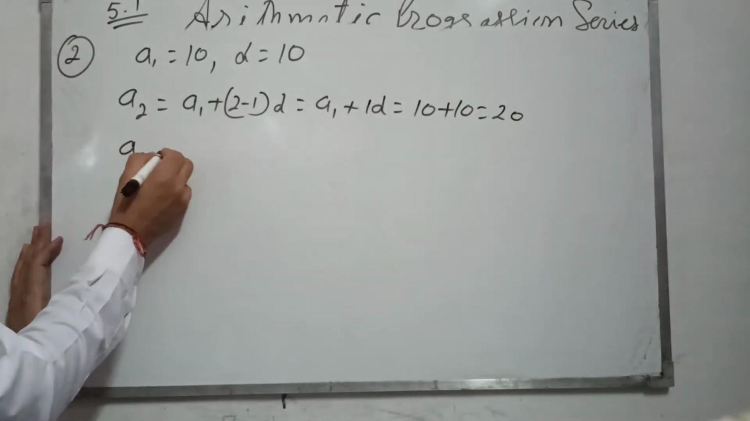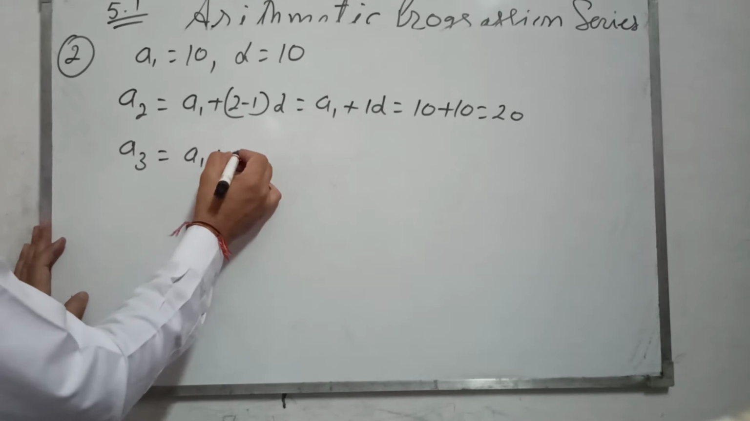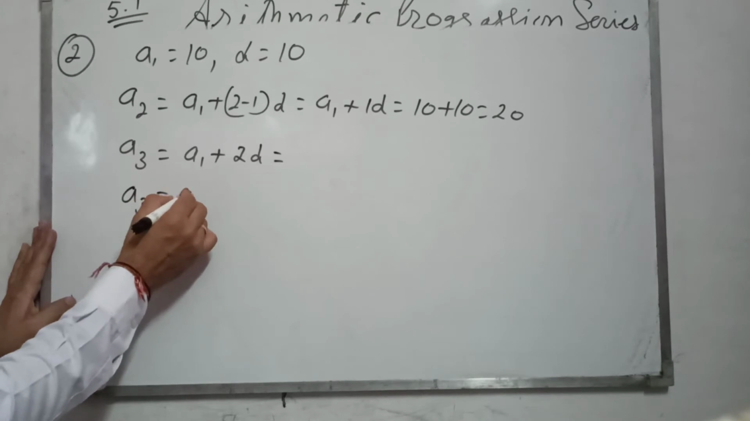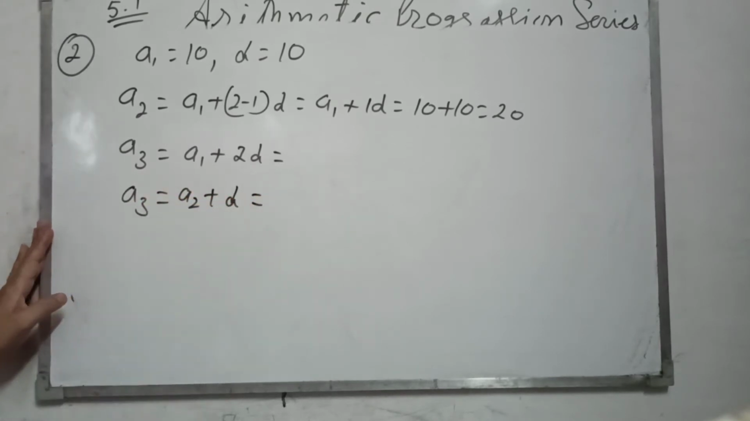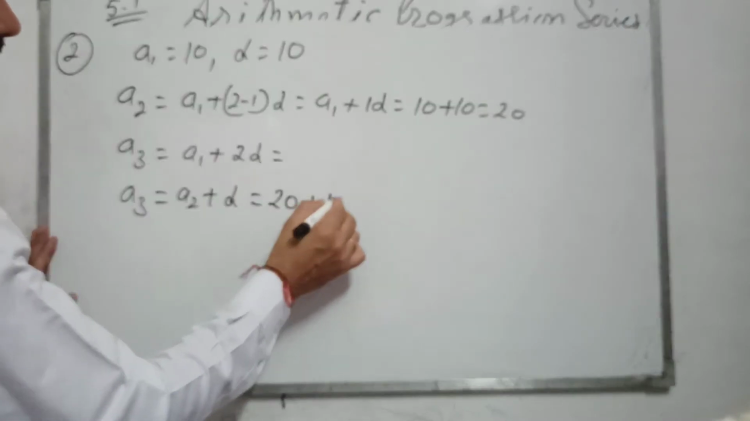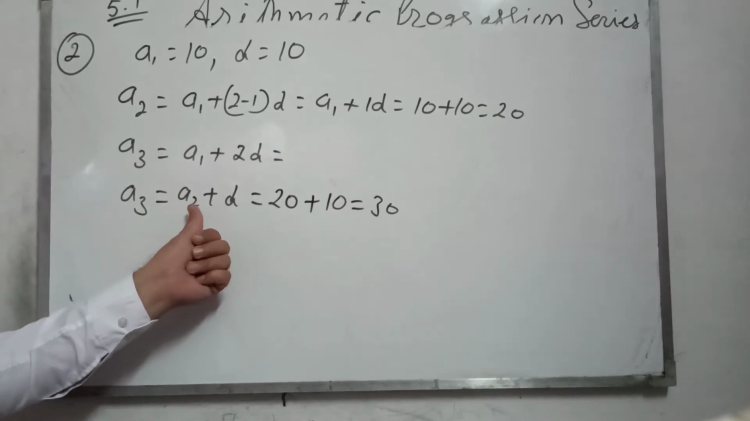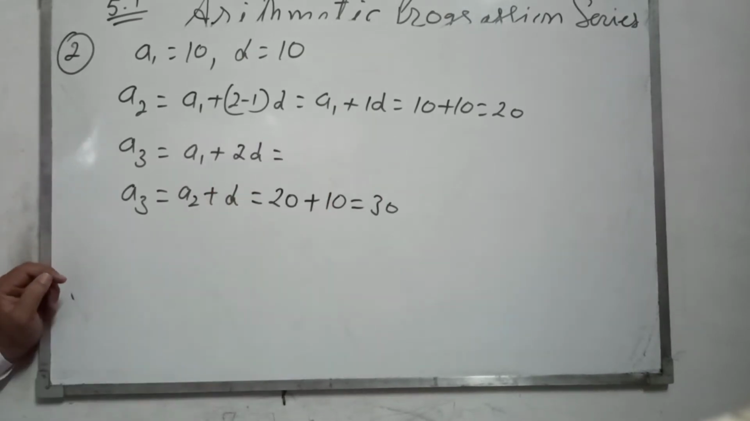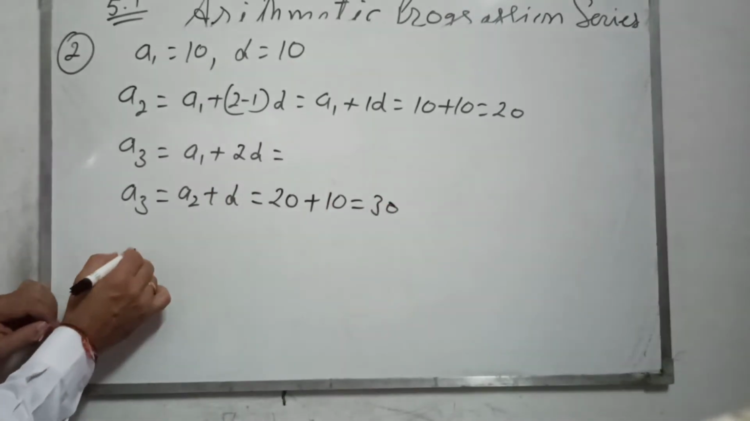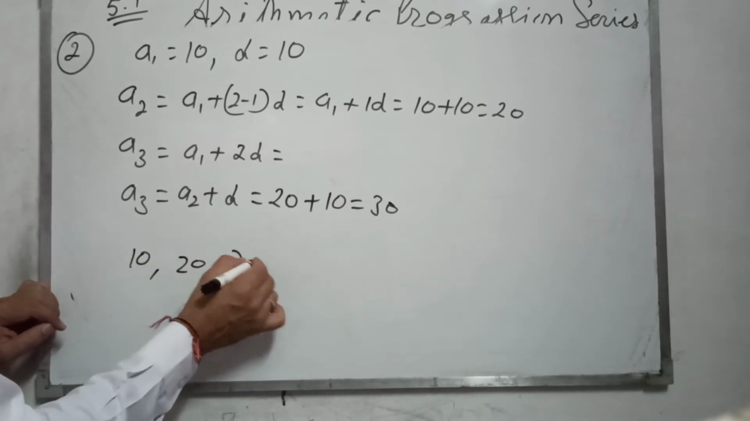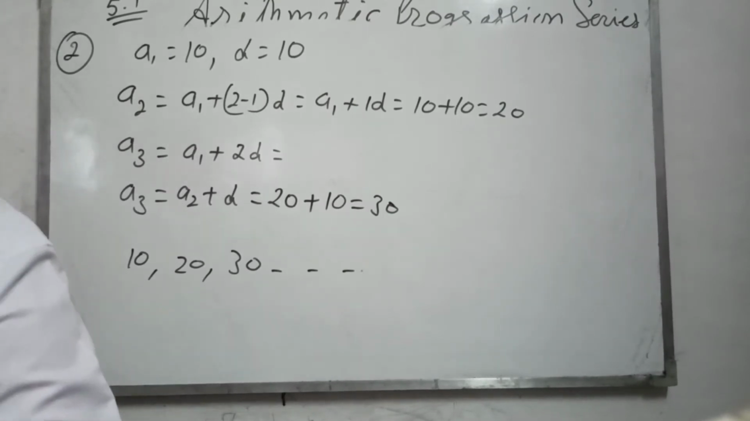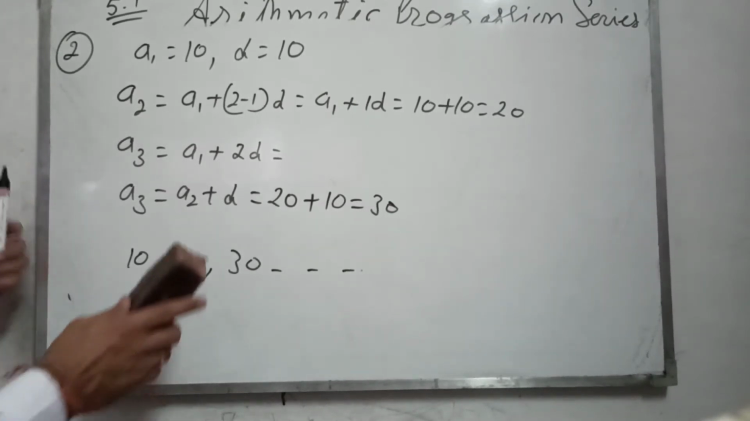A3 is written as A1 plus 2D, right? And we can also use A3 equals A2 plus D. A2 is 20 and D is 10, you get 30. We can use any formula, A3 equal to A2 plus D, or A1 plus 2D. In both cases the answers are the same. So the AP becomes 10, 20 and 30. That is an AP, right? Now we take another question.